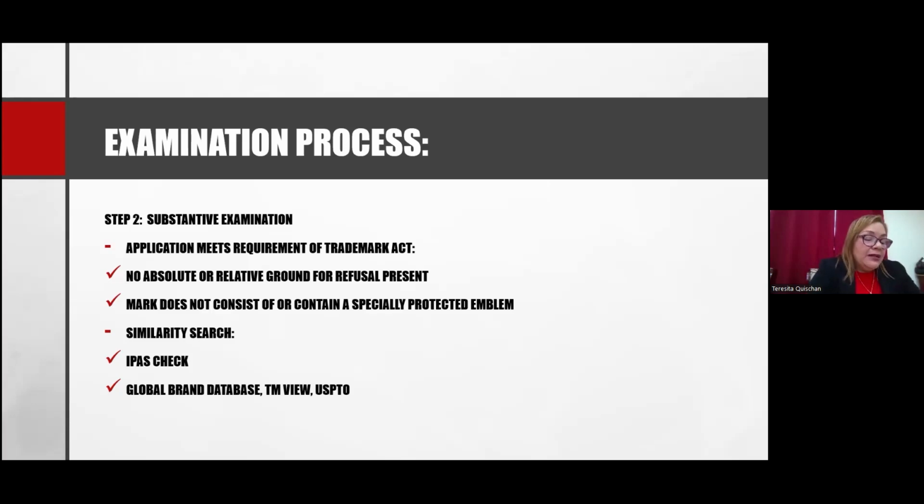The examiner also ensures that the mark does not consist of or contain any protected emblems, such as a national flag, coat of arms, official sign, or protected symbol, unless proper authorization has been provided.